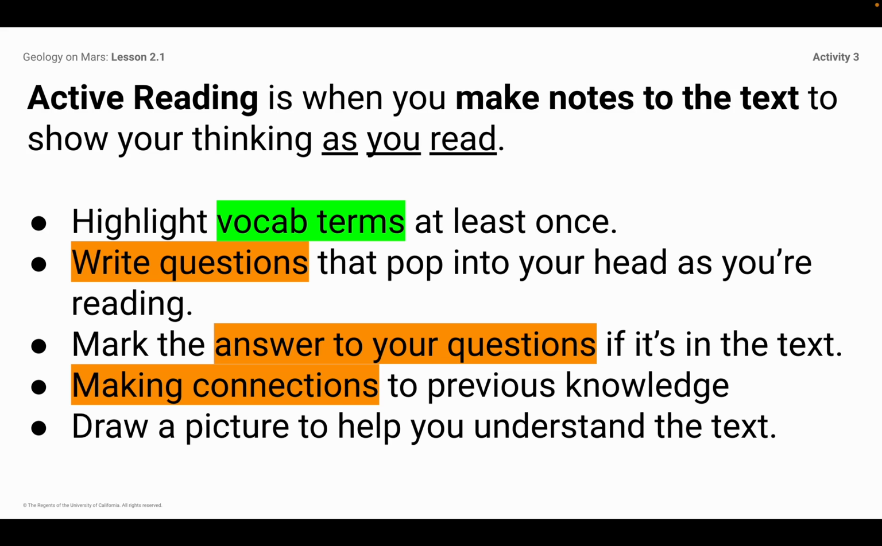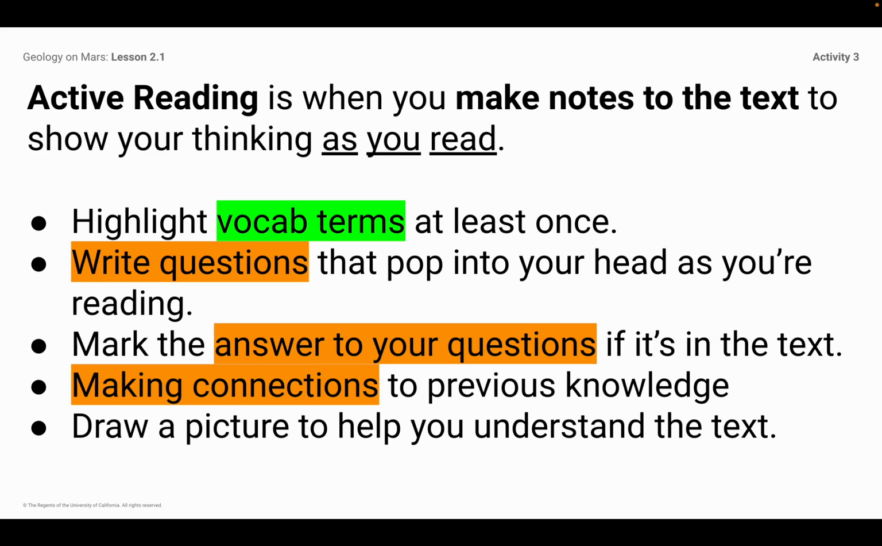So, a couple of tips. Active reading is when you make notes next to the text to show your thinking as you read. Here are some ideas on how you can mark your text. First of all, you want to highlight your vocab terms. You do not have to highlight every single time they write the words rocky planet. Remember, highlighting vocabulary terms is just to help you see how that vocabulary term is used in a sentence. It really helps you to remember the definition. So you just do it once or twice and then that's it. Otherwise, it's just too much.